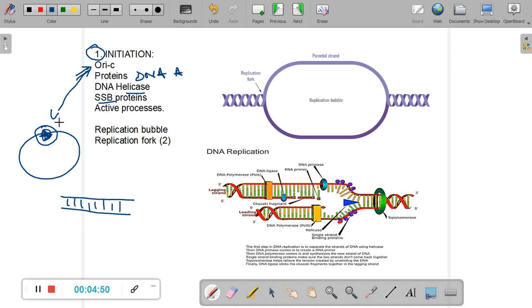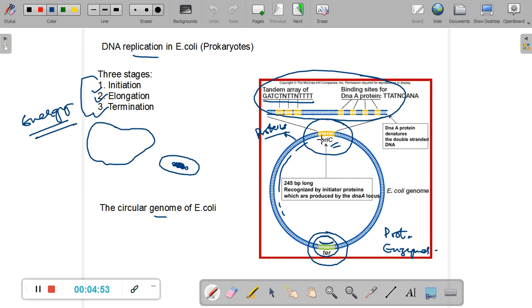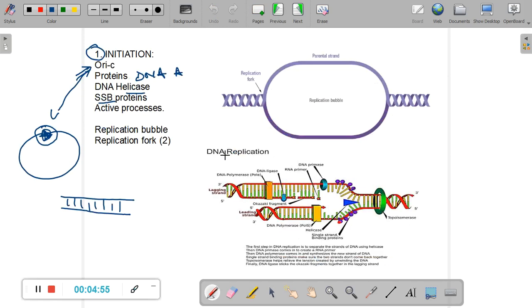This particular segment, which is called the ORIC, or the origin of replication, is first of all identified by a special set of proteins, called DNA A proteins. Once this site has been identified and marked as the ORIC, these proteins recruit, or signal, the enzyme called DNA helicase to come along and attach at this particular point. So this functional protein, DNA helicase, with the help of DNA A, binds to the origin of replication.